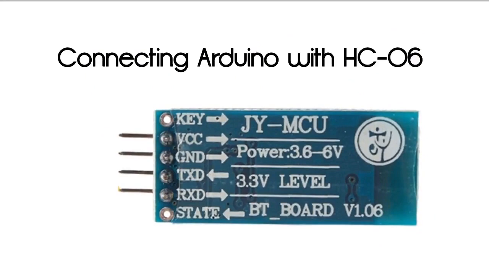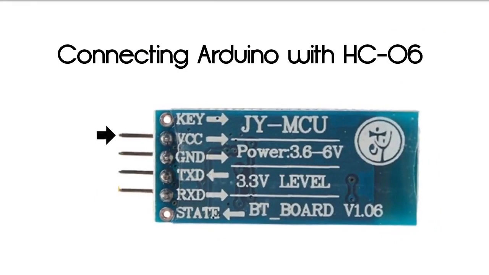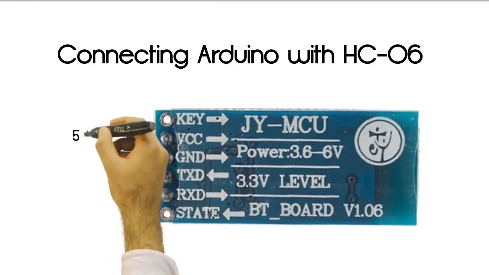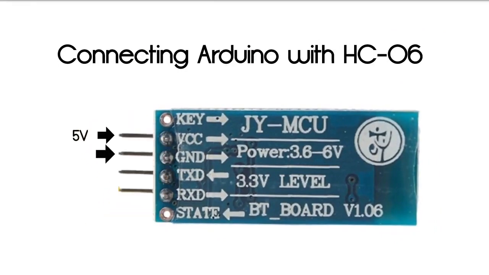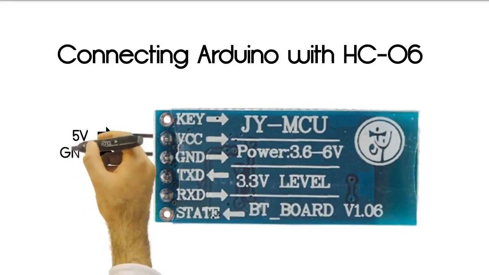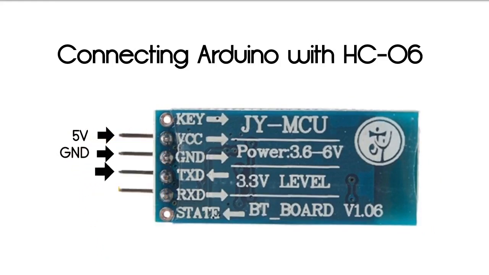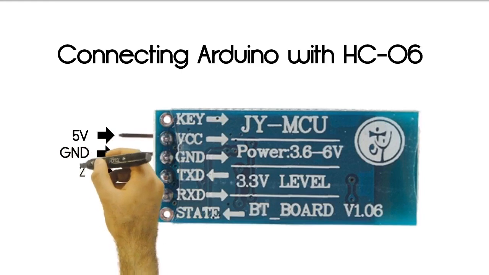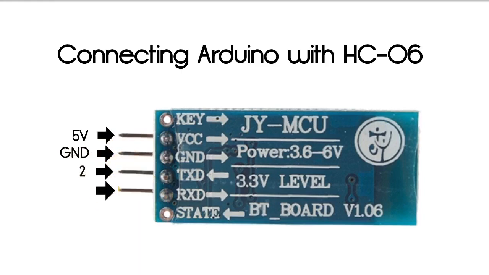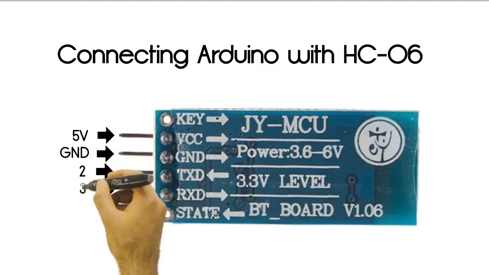Connecting Arduino with HC-06. First, connect 5V of Arduino UNO to VCC of HC-06. Connect GND of Arduino to GND of HC-06. Connect pin 2 to TXD. Finally, connect pin 3 to RXD.